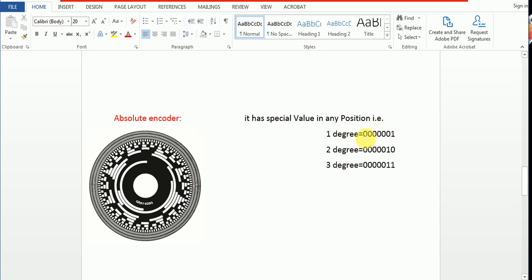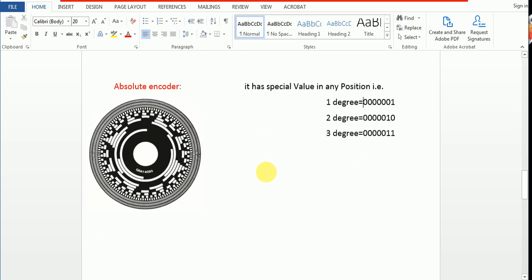Like 1 degree will have 00001, 2 degrees will have 00010, 3 degrees will have 00011. Every degree will have a specific pattern of these rays. This pattern depends upon the bits. Like if your encoder is 8 bit, it will give an 8 bit pattern. If it is 9 bit, every pattern will be 9 bits. So it depends upon your encoder.